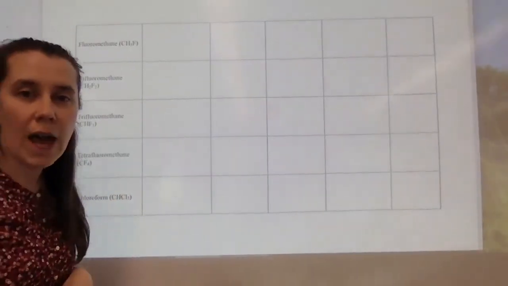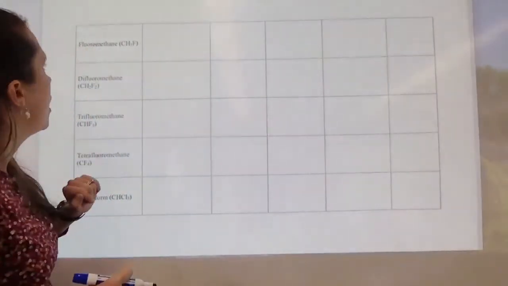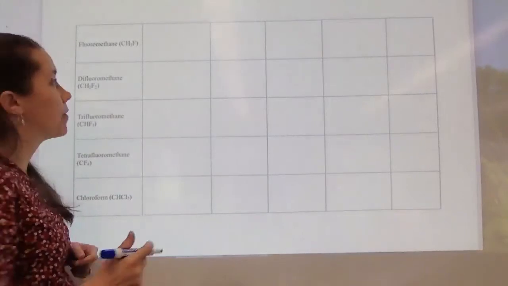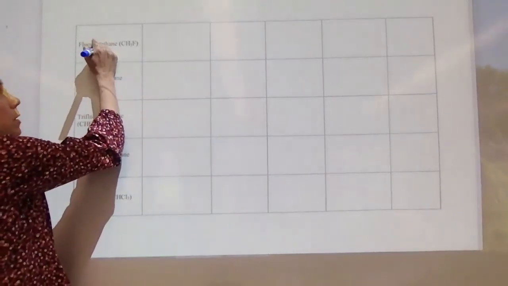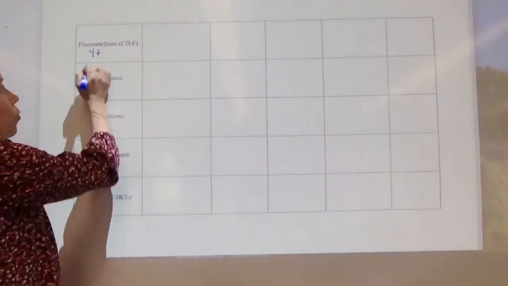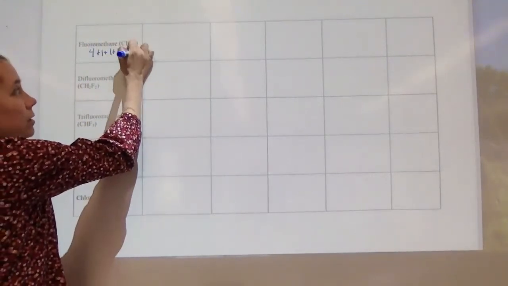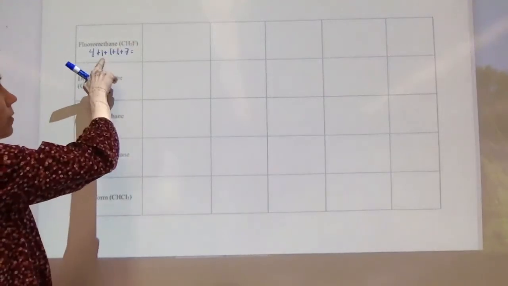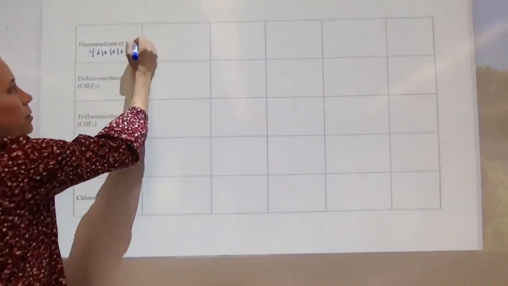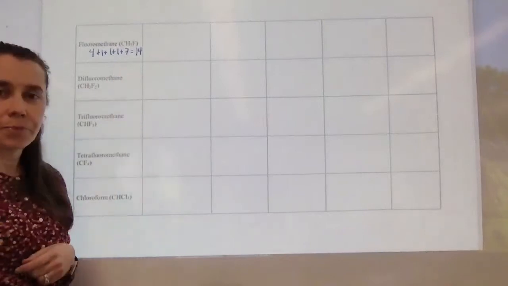All right, now our last page, we have CH3F, right? So the carbon is 4. Each of the 3 hydrogens is 1. And the fluorine is 7. Okay, so we have 4, 5, 6, 7, plus 7 more is 14 electrons.